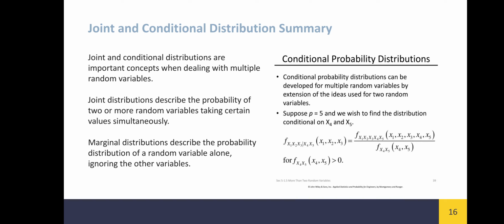So, key takeaways. Joint and conditional distributions are important concepts when dealing with multiple random variables. Covariance, correlation, expectation, and variance are important measures of the relation between random variables. Joint and conditional distributions are useful in many practical applications and are fundamental concepts in probability theory and statistics.